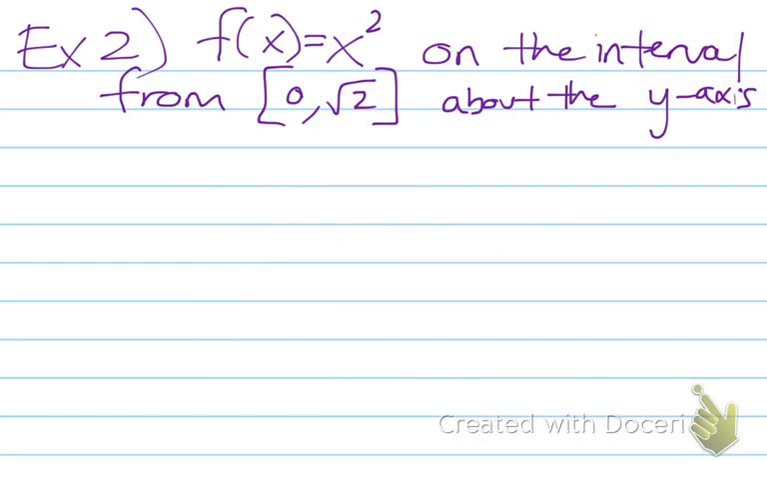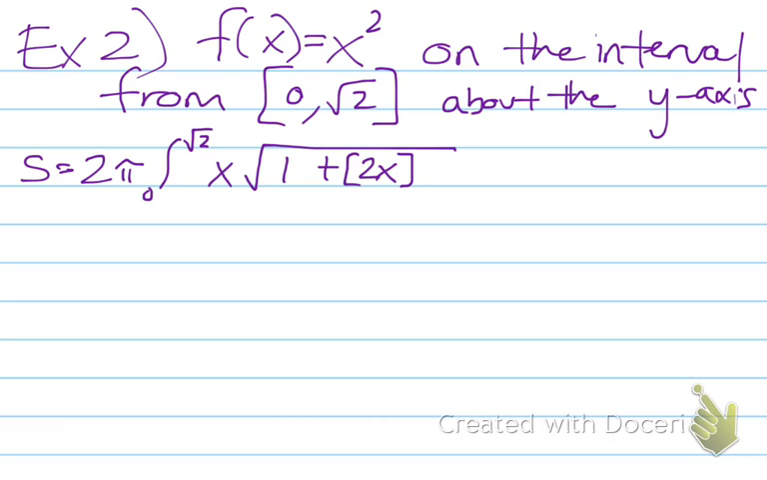So when we set up our equation, we get s equals 2 pi times the integral from 0 to the square root of 2. Now we just said that r of x was x, so we can leave that like that, times the square root of 1 plus the first derivative of f squared. So the first derivative of f is 2x, and if we square that, dx. So when I simplify this a little bit, I get 2 pi times the integral of x square root of 1 plus 4x squared dx.